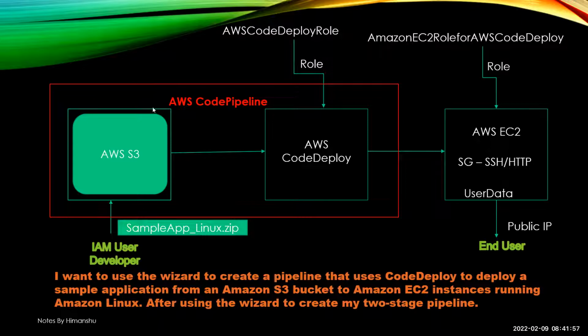We can see here we have one pipeline. In the pipeline, we have defined two stages basically. One is the code stage, where we will have the source code, and the second is the deploy stage. And we have two roles here. One is the AWS CodeDeploy role, and the second one is the EC2 role for AWS CodeDeploy. So we will try this with a demo here.